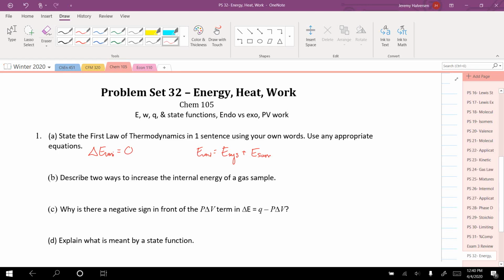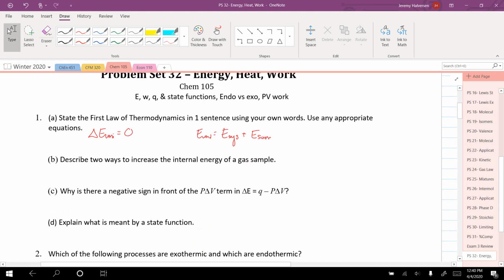All right, two ways to increase internal energy of a gas sample. We usually say that the change in energy is the heat change plus the work change. So this is heat, and this is work. Now for Chem 105, heat's just heat, and work has to do with a gas that's expanding or contracting. Okay, so in physics we talk about work being a force over a distance, or force times distance.